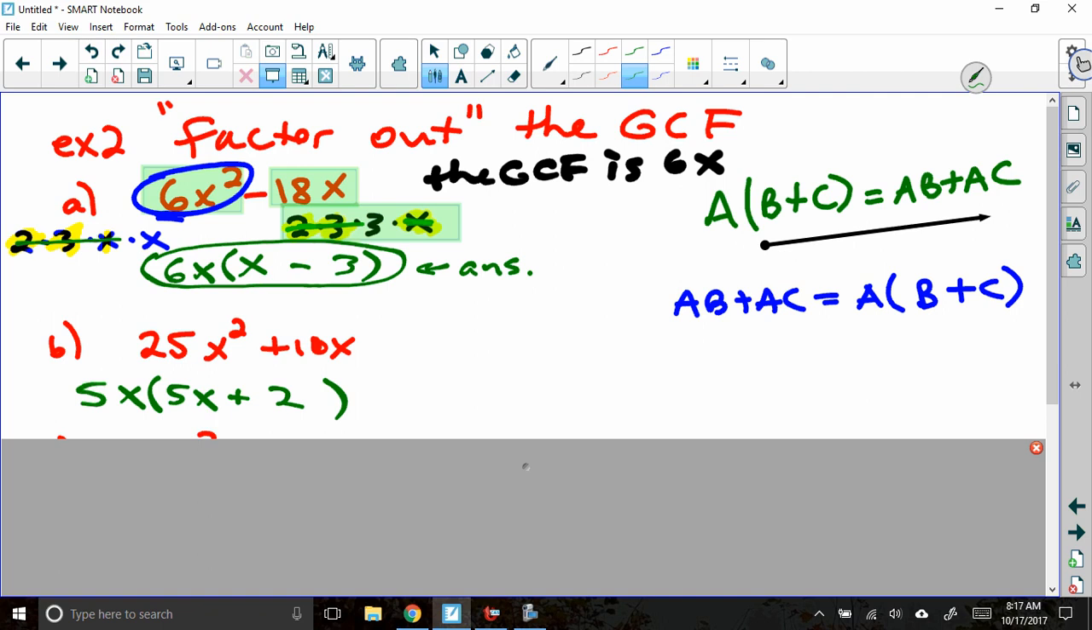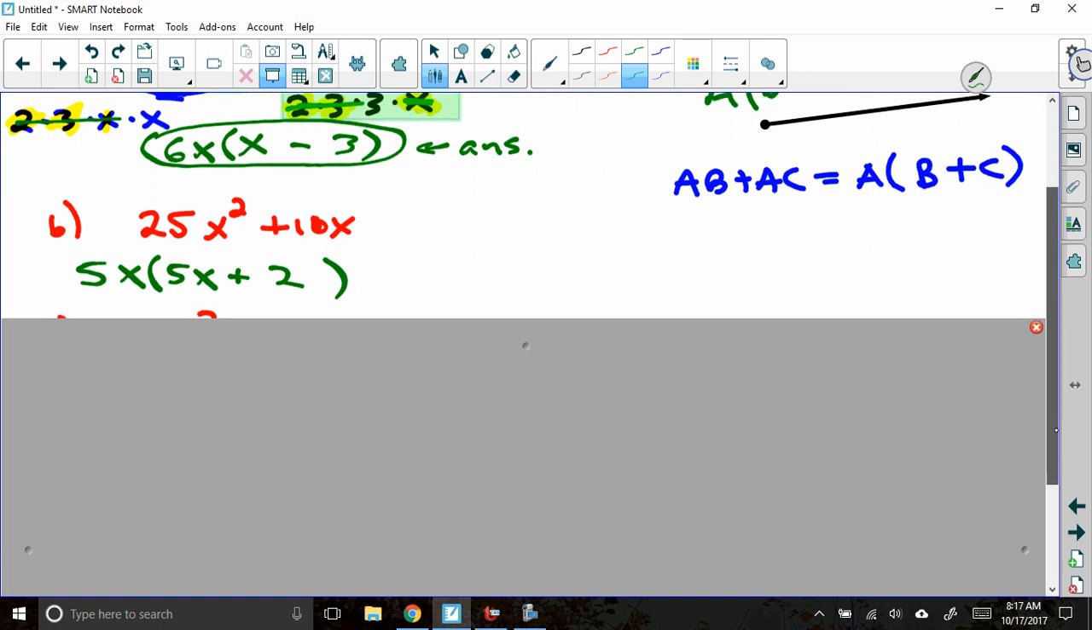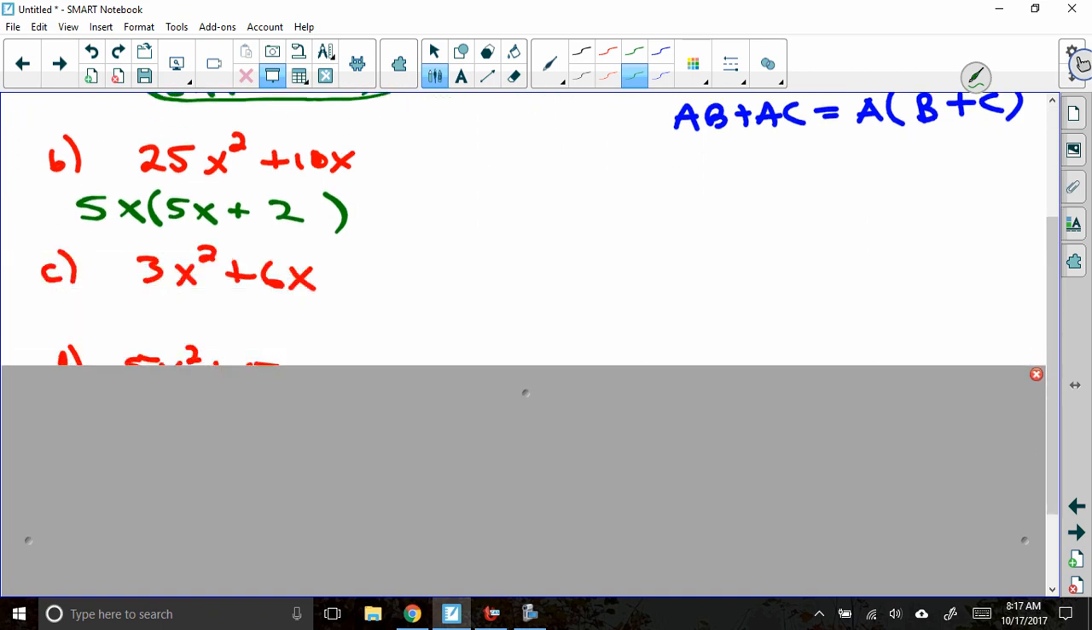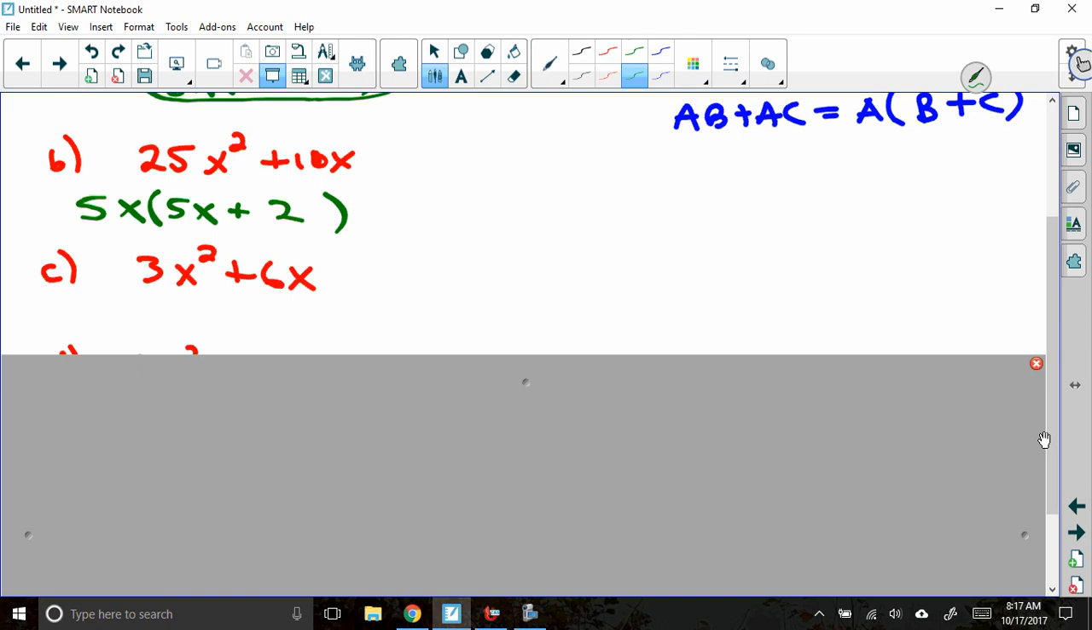Let's try another one. Number C here, what's our GCF going to be? 3x, right? So we factor out a 3x. So 3 divided by 3 is going to be 1, so there's no number in the first term, but x squared divided by x is x. And then 6 divided by 3 we know is 2, but x divided by x, the x's cancel, right? So that's going to be 3x times the group of x plus 2. Okay?